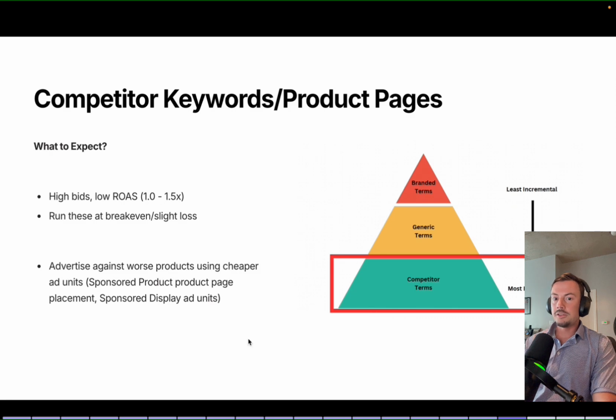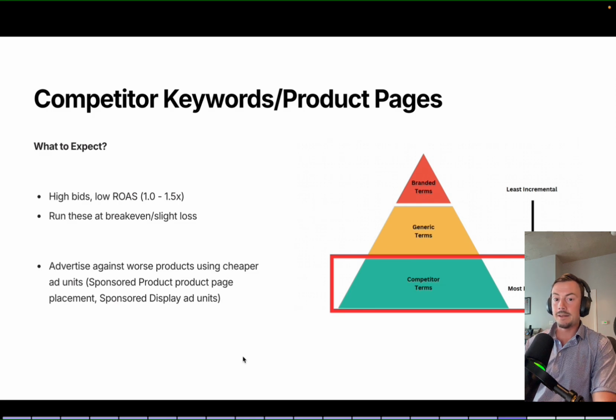Now, what should you expect when running this type of strategy? First, you're going to have a high bid, you're going to have a high cost per click. You're probably also going to see a low return on ad spend, typically in the range of 1.0 to 1.5x. And I typically like to run these at a break even or even a slight loss because we're directly advertising against competitors and we're taking away market share and adding it to ours.